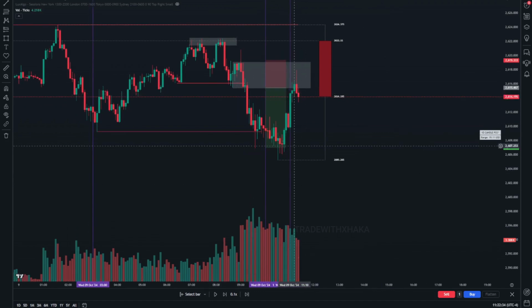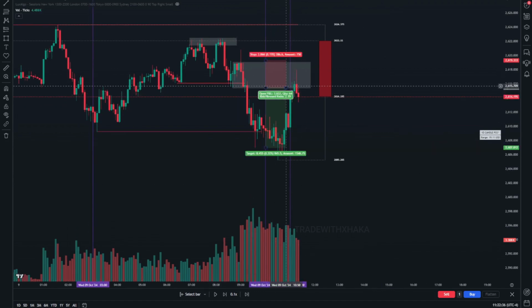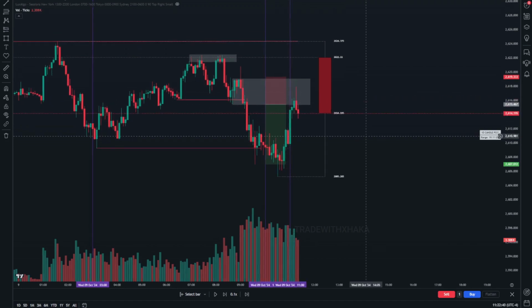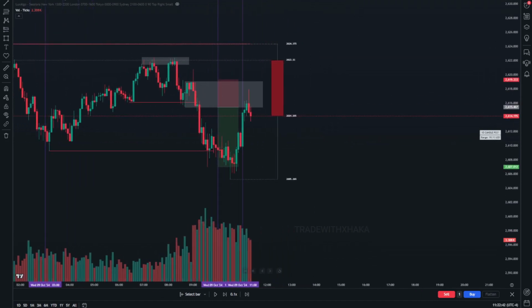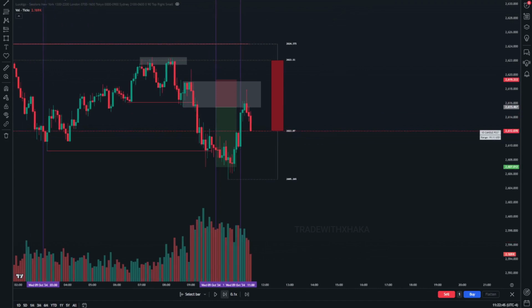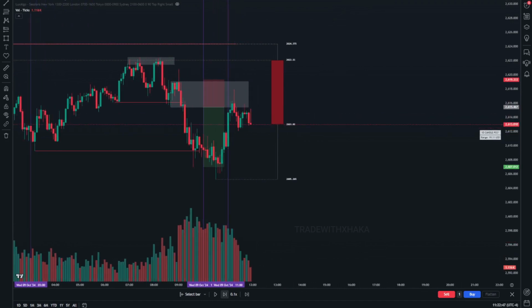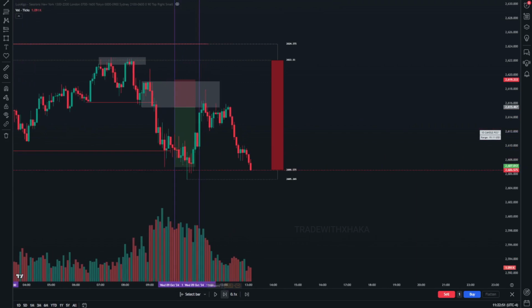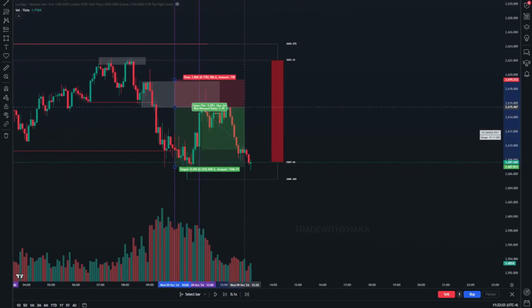Remember, it happens inside this, not slightly out, but it happens inside the London, New York session kill zone. So let's see what happened. Boom, the trade is won. So that's how to do it.